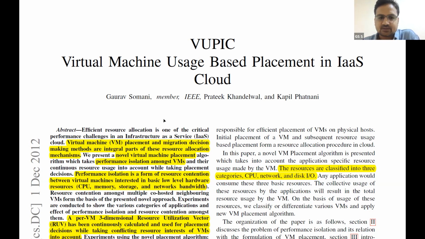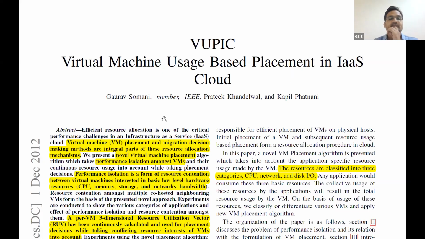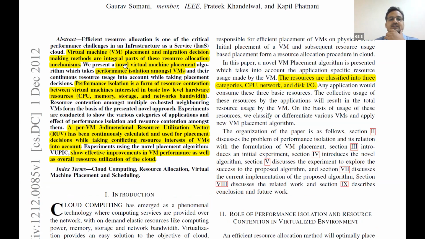Let me go to the real essence of this paper. Virtual machine placement and migration decision-making methods are integral parts of these resource allocation mechanisms. We present a novel virtual machine placement algorithm which takes performance isolation amongst VMs and their continuous resource uses into account while taking placement decisions. Performance isolation is a form of resource contention between virtual machines over basic low-level hardware resources: CPU, memory, storage, network, and bandwidth. So what do we do?